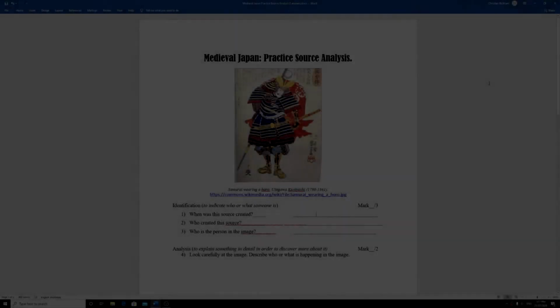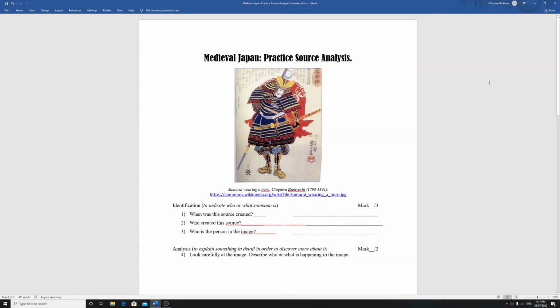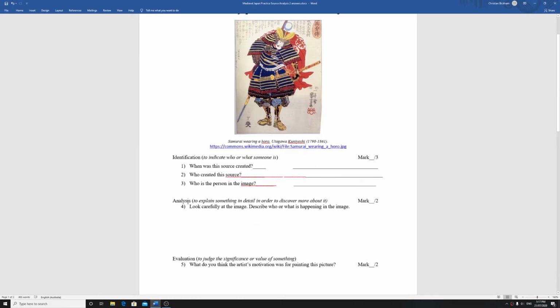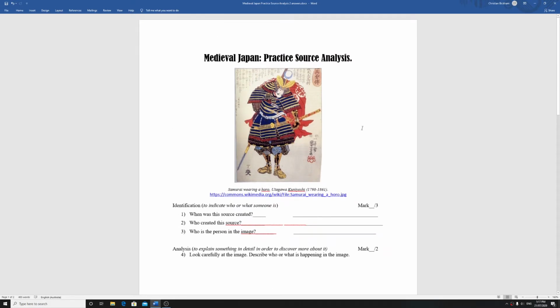Hello students, this video will take you through the various steps you need to follow in order to analyse a source. And we'll be doing three things when we analyse the source. We'll be firstly identifying certain features, analysing certain features, and then evaluating certain features, or evaluating the source itself, to see whether or how useful it is in order to understand the time period that we're studying.